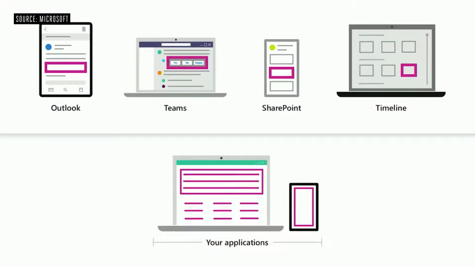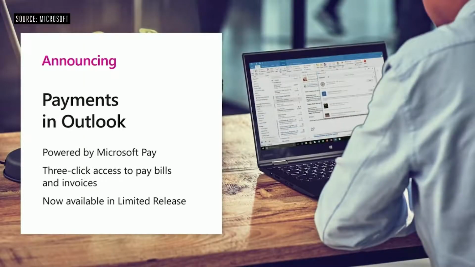Today, I'm here to show you how, by building adaptive cards, you can engage with your users in your apps right in the flow of their daily conversations. Adaptive cards are an open-source card exchange format that allow you to embed your content inside of other applications. I'm thrilled to announce that starting today, you can pay off bills and invoices directly in Outlook using adaptive cards. This integrates with Microsoft Pay, which means that I can access all of the payment methods that I already have securely stored in the cloud to streamline the payment process.